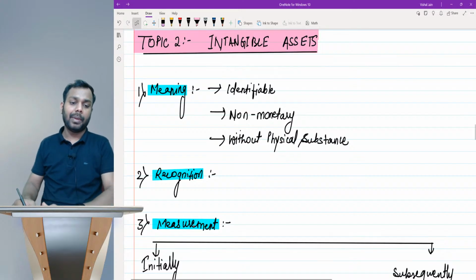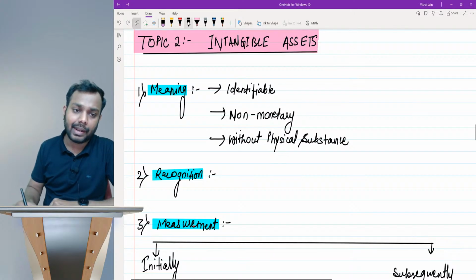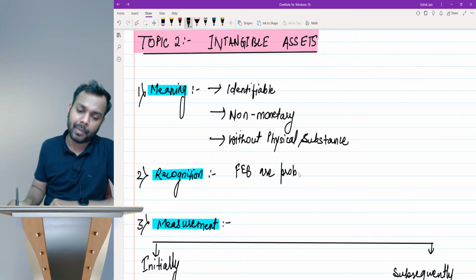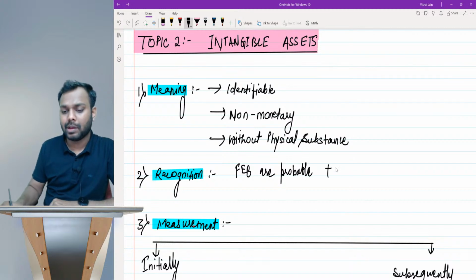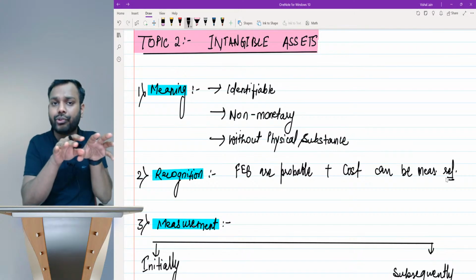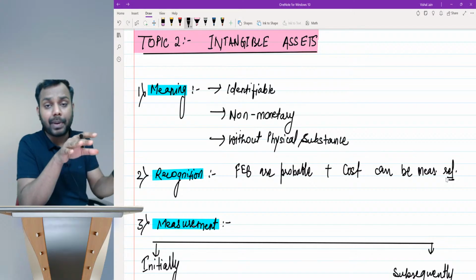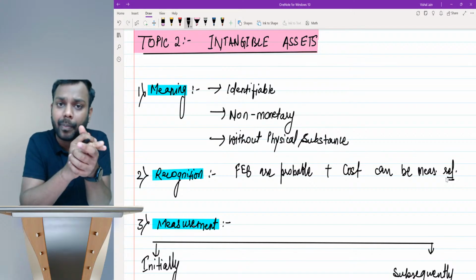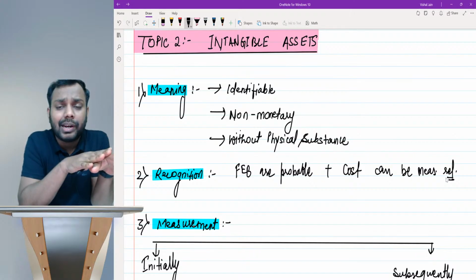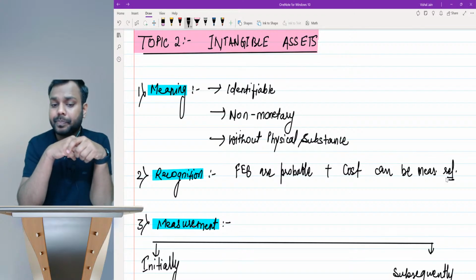Now, coming to recognition criteria. What was the recognition criteria of property, plant and equipment? Future economic benefits are probable plus cost can be measured reliably. The same thing is applicable here as well. So you are not required to study intangible assets and property, plant and equipment separately. Rather, both of them are the same topic with certain exceptions, but majorly they are the same.